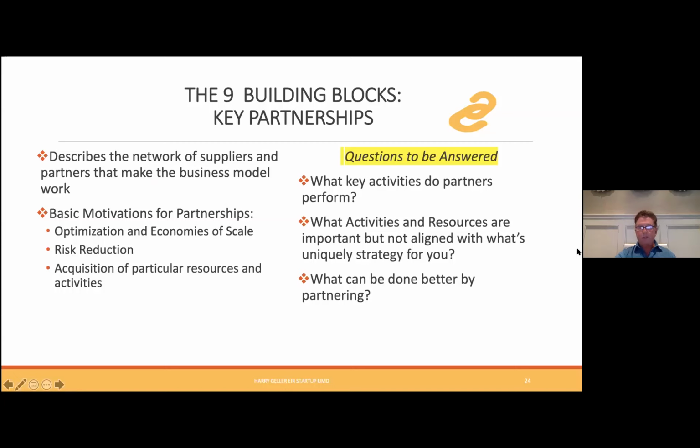The questions: what key activities do partners perform? What activities and resources are important but not aligned with what's uniquely your strategy? And what could be done better by a partner? So if something could be done better by partnering versus you doing it yourself, when you're doing the business model canvas, that's what you want to put down.